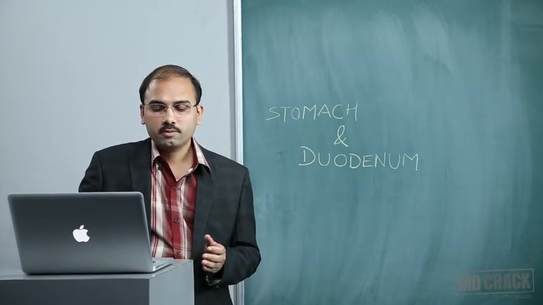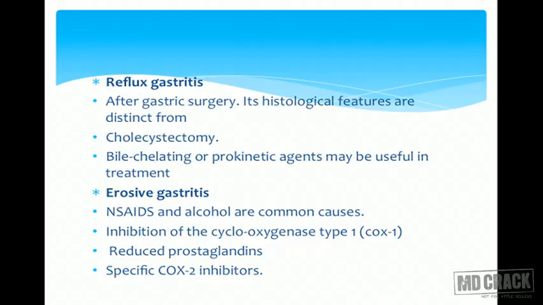Next, we have erosive gastritis. It is associated with non-steroidal anti-inflammatory drugs intake and alcohol. It is mainly produced by the inhibition of the cyclooxygenase type 1, which is also called COX-1. COX-1 inhibition leads to reduced prostaglandins, and prostaglandins are useful for the gastric mucosal barrier maintenance. So, we now have specific COX-2 inhibitors which will avoid COX-1 inhibition and avoid formation of erosive gastritis by maintaining the acid mucus barrier in the gastric mucosa.